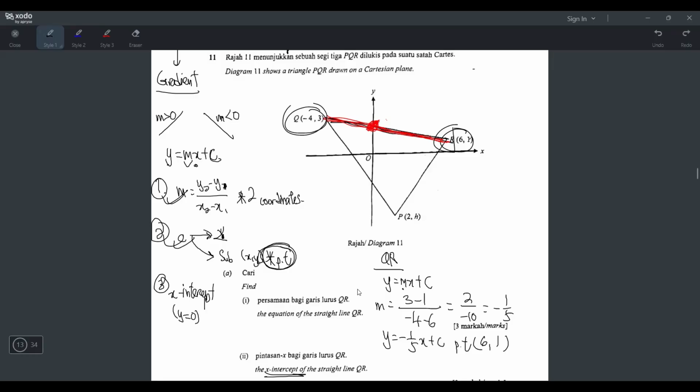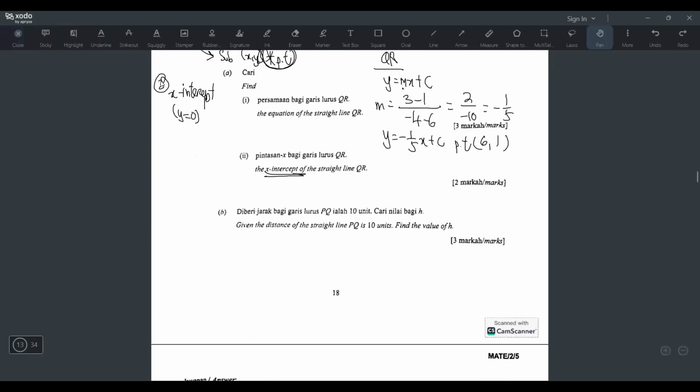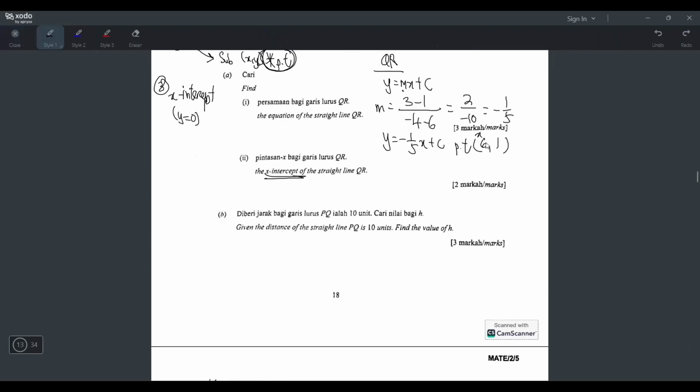Okay, so now let's write down here, passes through 6, 1. And now what I have to do is just sub the x as 6, sub the y as 1, then I can get my c. So y becomes 1, negative 1 over 5 x, which is 6, plus c. So now it becomes 1 equals 6 times this one, so negative 6 over 5 plus c. Now you can get your c, move this over, it becomes plus. 1 plus 6 over 5 is 11 over 5.